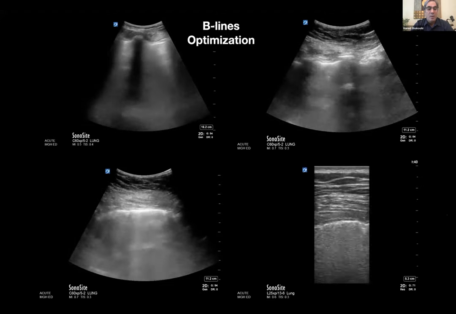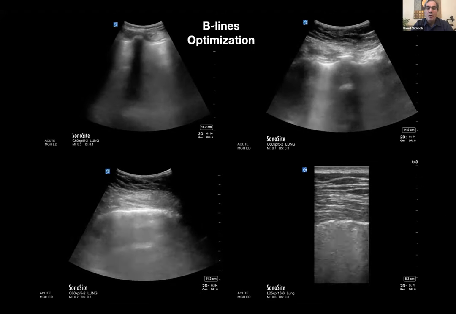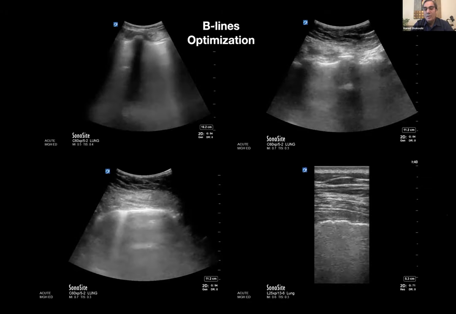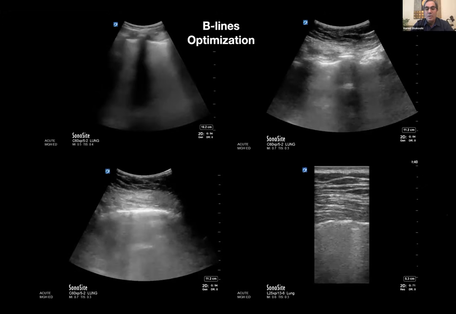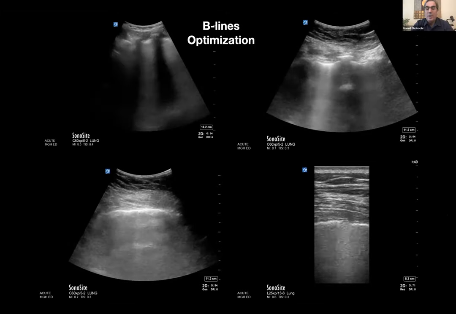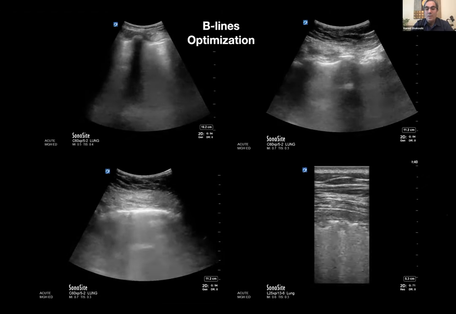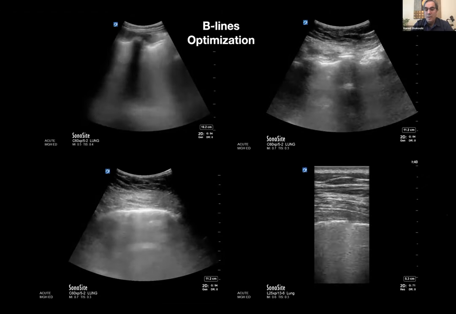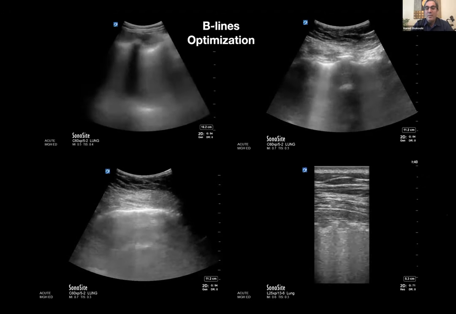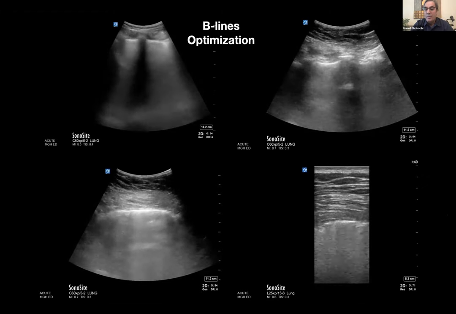And in the left lower corner of the screen, you can see a wider picture of the pleural line. That is one of the things I want to ask you guys to do: instead of just doing the north-south probe direction, sometimes you can fit the probe between the ribs and see a longer, wider picture of the pleural line and pick up some of the B lines. This is not about counting how many B lines you can see between two ribs, but this is one way you can see.